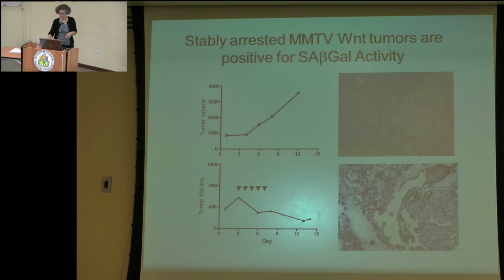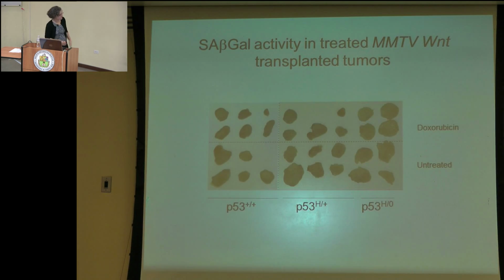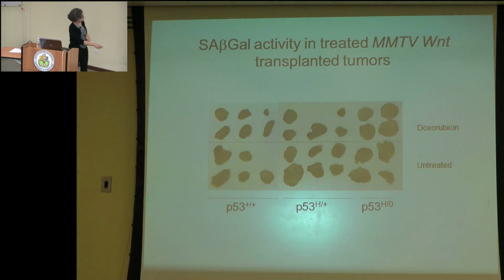I think my next slide shows just beautiful, you can't see it here. Take my word for it, all of these tumors, you can see the handout, it looks really good. The tumors that have wild type p53 are all blue if they were treated with doxorubicin. The tumors that have one wild type allele and one mutant allele are also blue if they're treated with doxorubicin. And if they've lost that wild type allele, they're no longer blue. So what is happening in these tumors is when they see doxorubicin, they are activating p53 and initiating the senescent program.